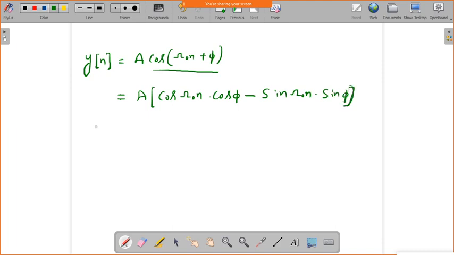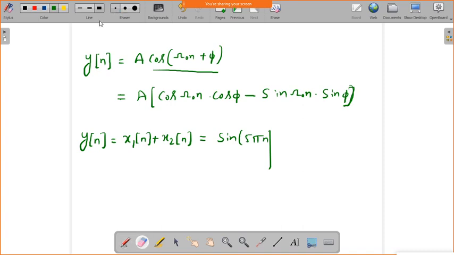Okay, so now whatever signal we got, we express that in terms of output, that is x1 of n plus x2 of n, which is equal to, what is our x1 of n, sin of 5 pi n, plus root 3 into cos of 5 pi n.